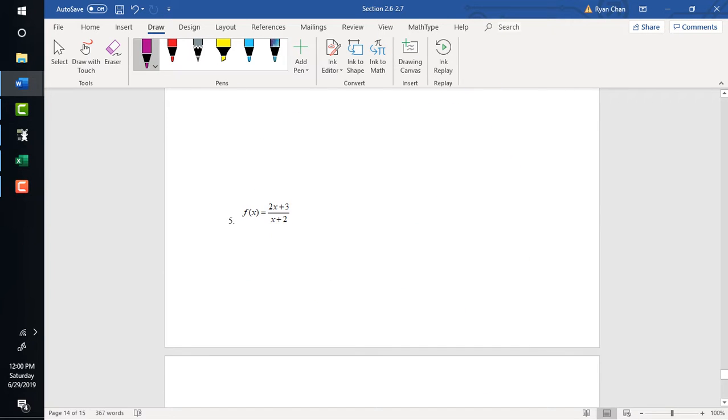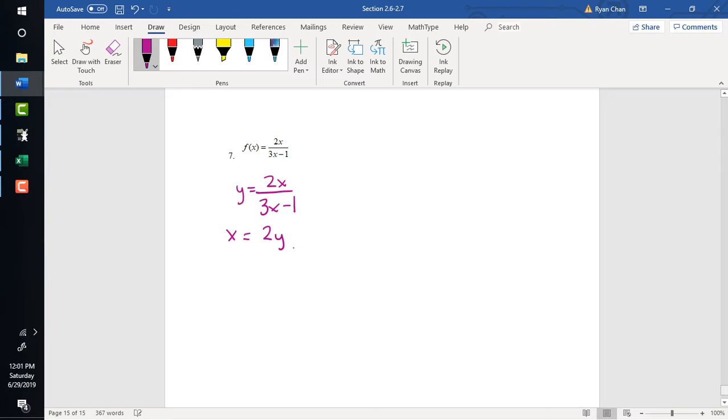Okay. Let's look at one more here. Number 7. So I have y is equal to 2x over 3x minus 1. I'm going to flip my letters around once again, and I'm going to solve for y. So again, if I want to get rid of the bottom part, I'm going to multiply both sides by that.